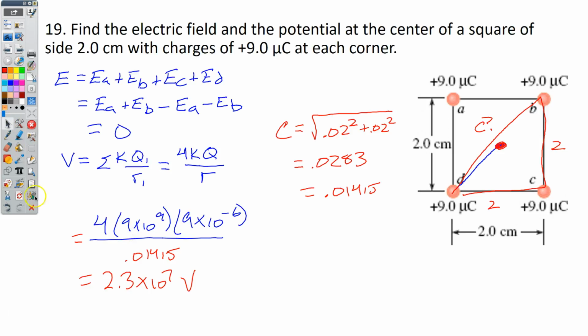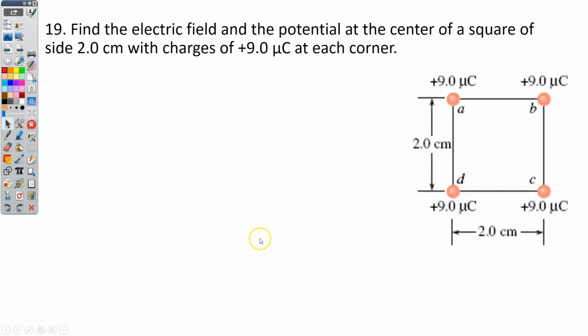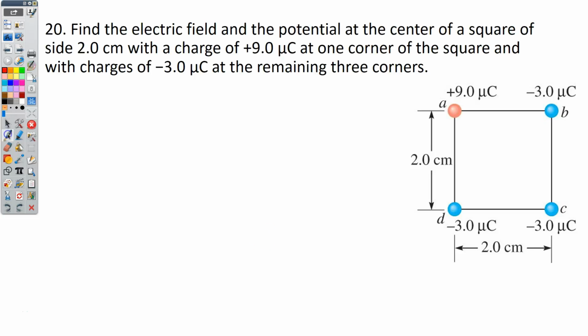For number 20, which is the next one, very similar problem, but this one is definitely different because now I have a positive 9 microcoulomb charge, and then B, C, and D are all the same charge. So we're going to do the same thing. They want to know what's the electric field and the potential at the center.